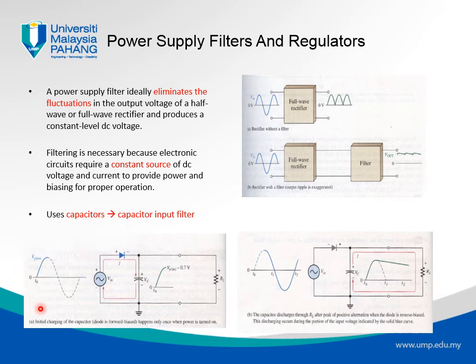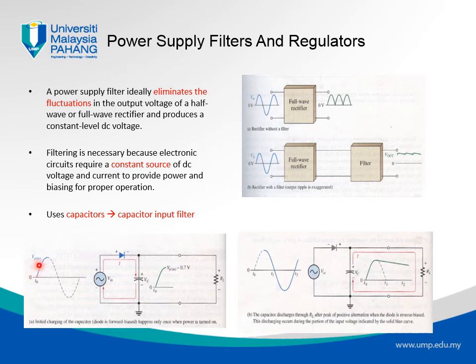So now here we show an example of a half wave rectifier. For a full wave rectifier, it will be the same thing. Basically, at the end of the diode circuit, we will add a capacitor. So what is the function of this capacitor? We call this capacitor a capacitor input filter. So how does it function?